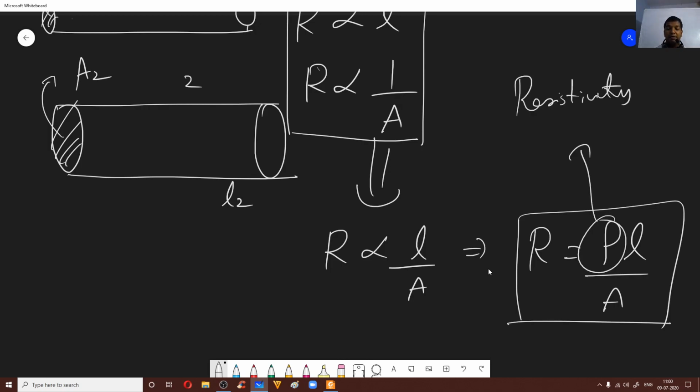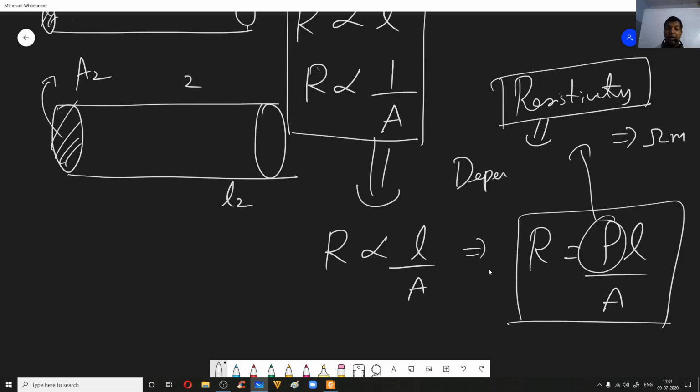Resistivity, its unit will be ohm meter. So resistivity, or specific resistance, better stick to resistivity. Resistivity means it is dependent on the particular material.